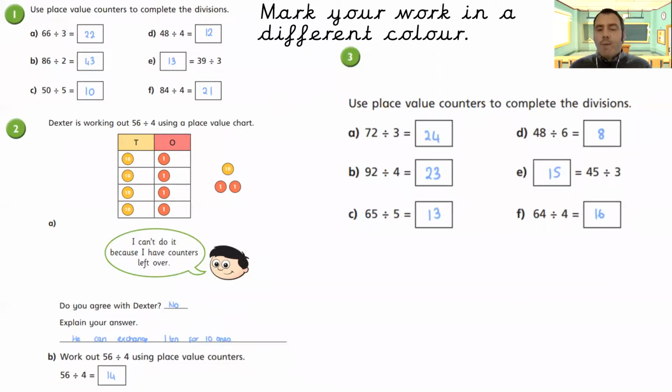Question 3. So this will be looking at your exchanges in here. So taking your 10s and turning them into 10 lots of 1. A, 72 divided by 3 is 24. B, 92 divided by 4 is 23. C, 65 divided by 5 is 13. D, 48 divided by 6 equals 8. E, 15 is 45 divided by 3. And 64 divided by 4 equals 16. Let's move on. Let's carry on with our practice.